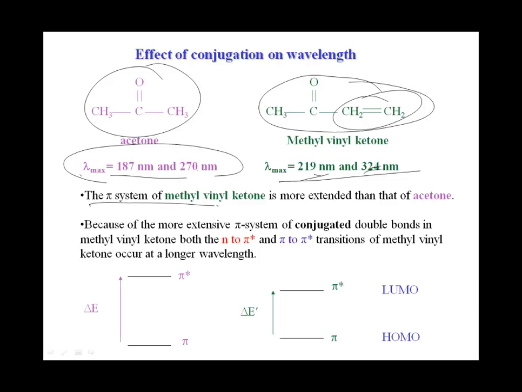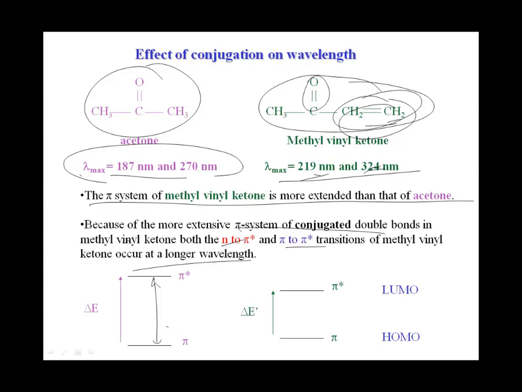The reason for this is that when you have a pi bond here in the carbonyl and a pi bond here, the pi orbitals aren't just composed of the C double bond O component. You get some mixing into the pi orbitals of this CH2 group as well. So you have what you call extended conjugation. When you get a more extensive pi system of conjugated double bonds, both the n to pi star and the pi to pi star transitions occur at a longer wavelength. And basically what's happening is you have a decrease in the energy gap.